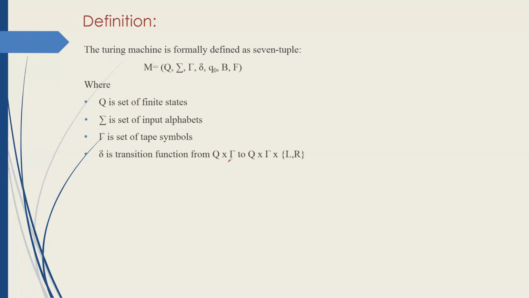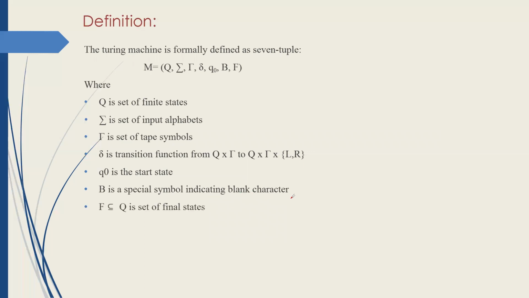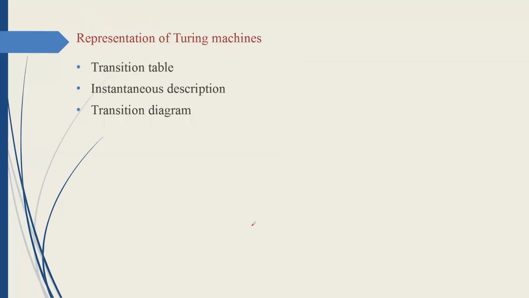Delta is a transition function, a mapping from Q cross tau to Q cross tau cross {L, R}. We have to tell the read-write head pointer whether it has to move to the left direction or right direction, so we represent it with L, comma R. L indicates the left direction, R indicates the right direction. Q naught is the start state. B is a special symbol indicating the blank character. And F, a subset of Q, is the set of final states.